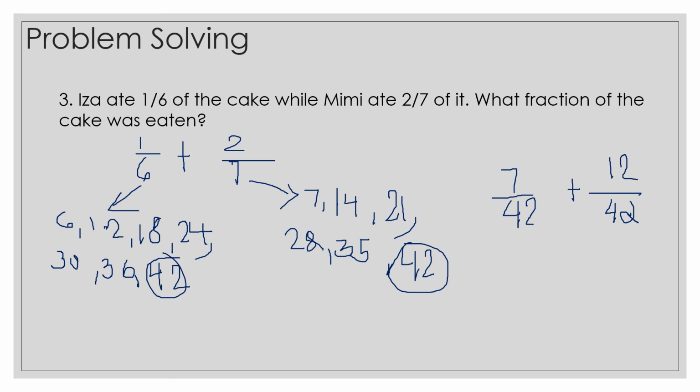Now we have similar fractions. We can add the numerators. 7 plus 12 will give us 19 over, copy the denominator, 42. So the fraction of the cake that was eaten is 19 over 42.